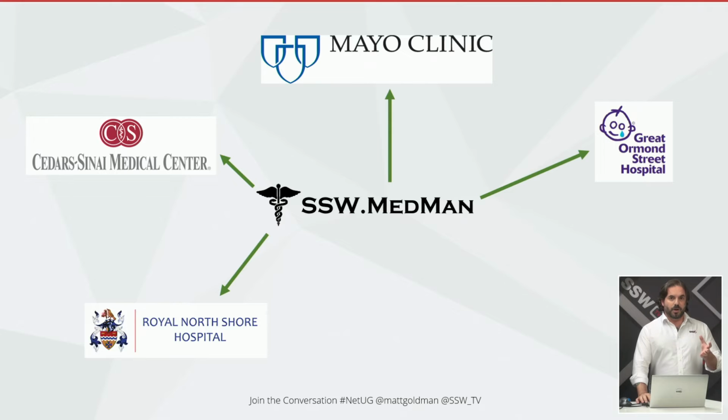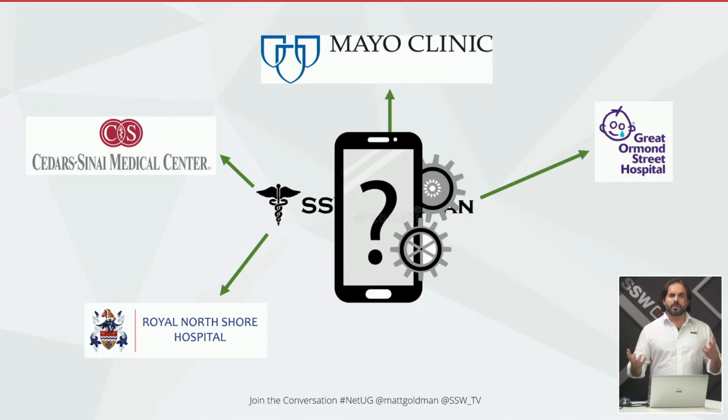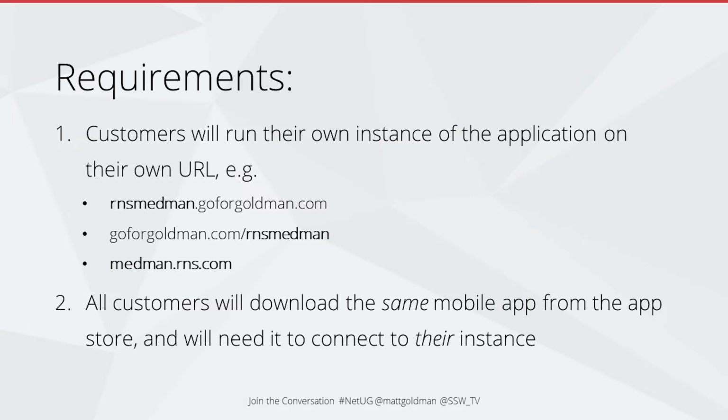And we need users at these organizations to access their own instances of their application. For desktop, that's going to be okay. But for mobile, they're all going to install the same version of the mobile app. How is that mobile app going to know which one to connect to? And that's what we're going to look at.